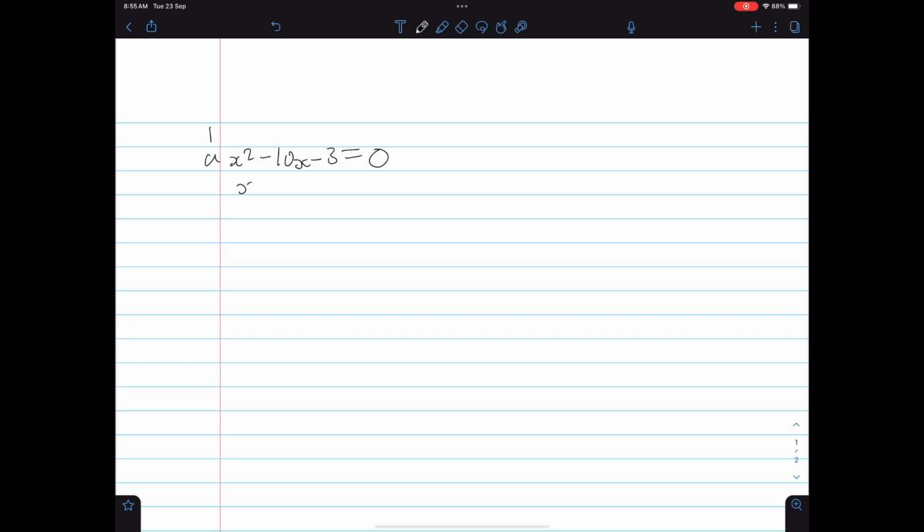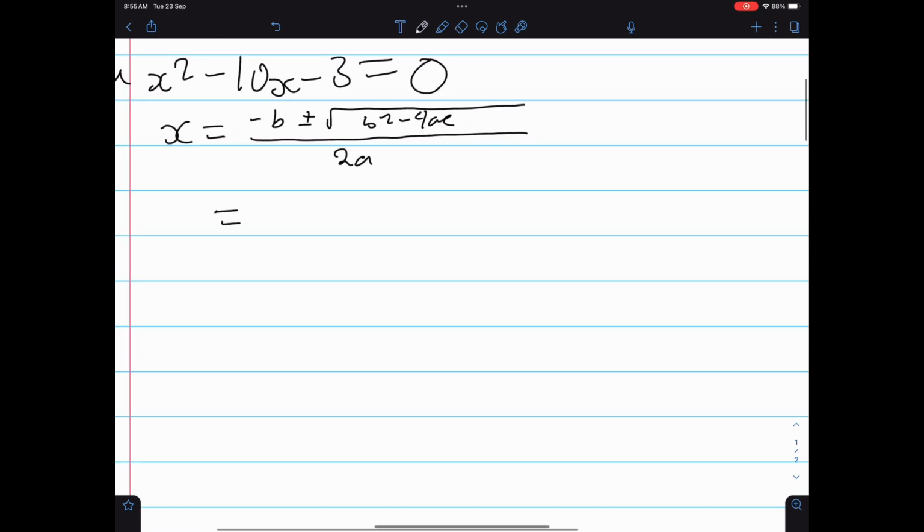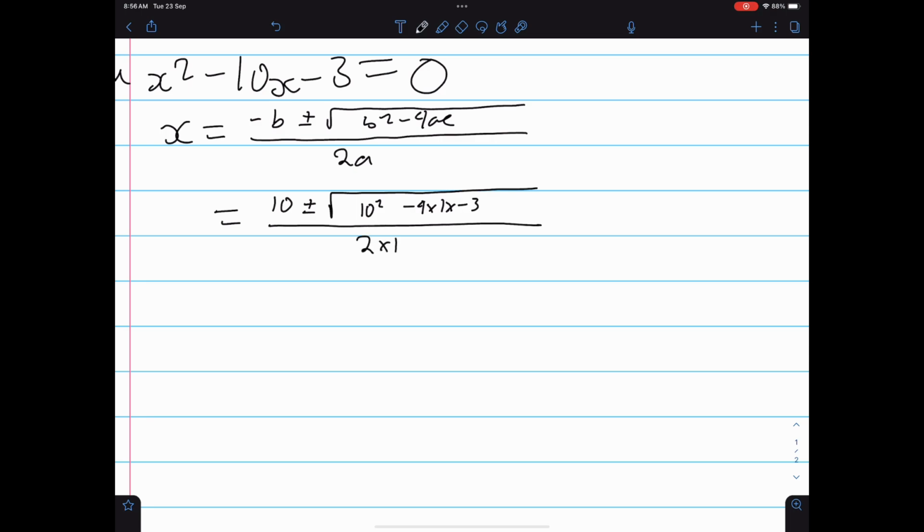Now we use our quadratic formula. x equals minus b plus or minus the square root of b squared minus 4ac over 2a. So then we substitute in: minus b is minus minus 10, which is 10, 10 squared minus 4 times 1 times minus 3, divided by 2 times 1. Now I recommend you just simplify that discriminant, which is 112.